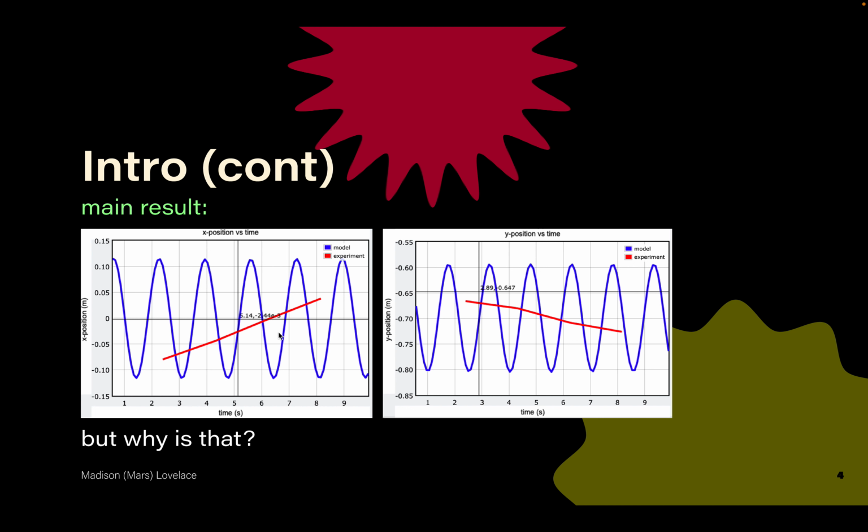The main result comparing the model to the experiment was that in the experiment, the position of X seems to go up as time goes on, whereas the position of Y seems to go down as time goes on. And I'm going to talk a little bit about why I think that is later in the video.